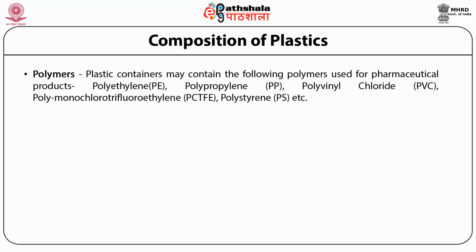Mostly plastic containers may contain the following types of polymers specially used in packing of pharmaceutical products. The first one, very popular, is polyethylene, PE, then polypropylene, PP, polyvinyl chloride, PVC, polymonochlorotrifluoroethylene, PCTFE, and polystyrene, PS.